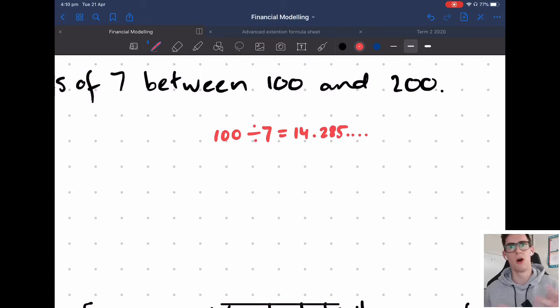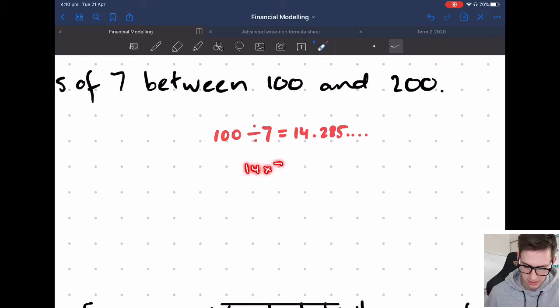Because 100 is a bit over 14. And that's right, because 14 times 7 is going to be, I think, 98. Yes, 98, okay, which isn't between 100 and 200. And I'm looking for the smallest multiple of 7 that is. So it must be the next one. It must be 15 times 7.